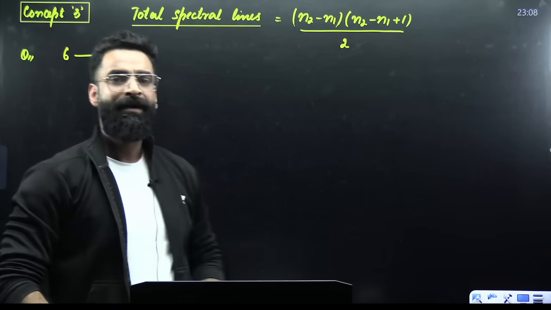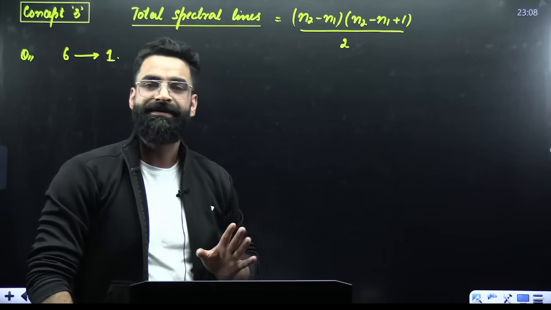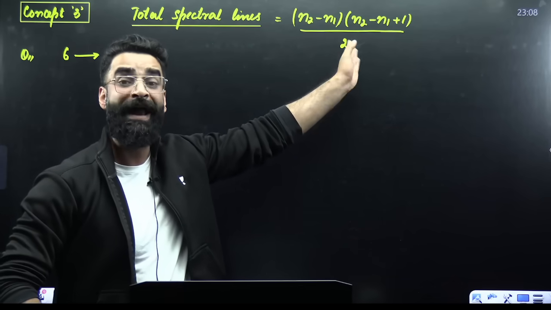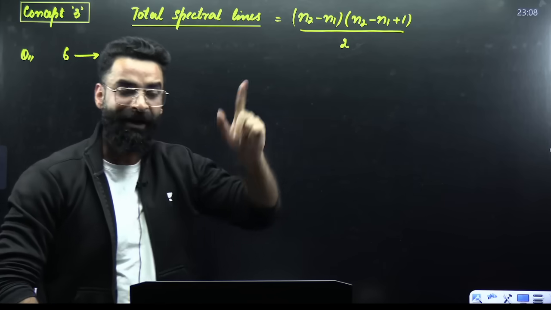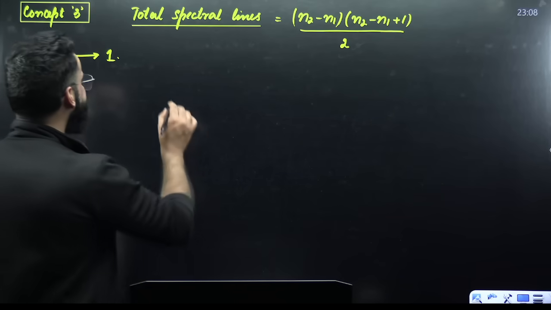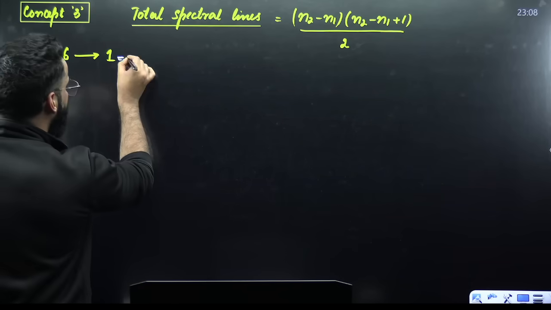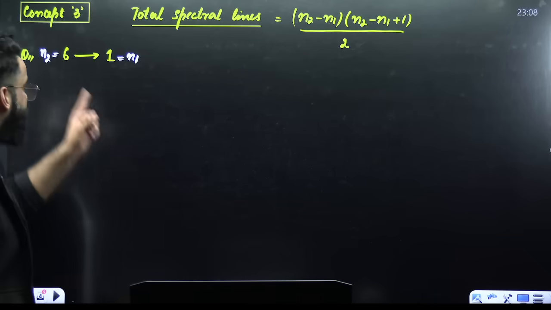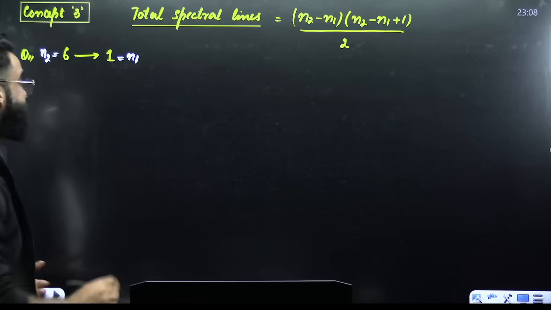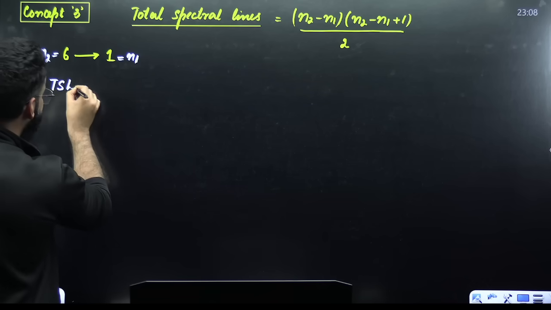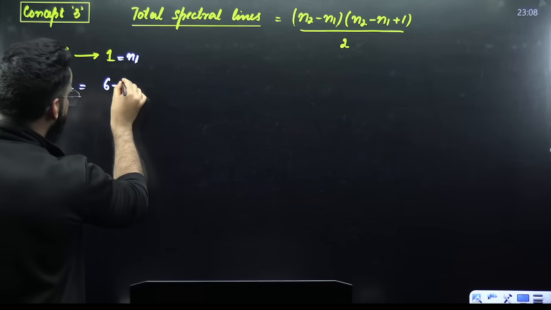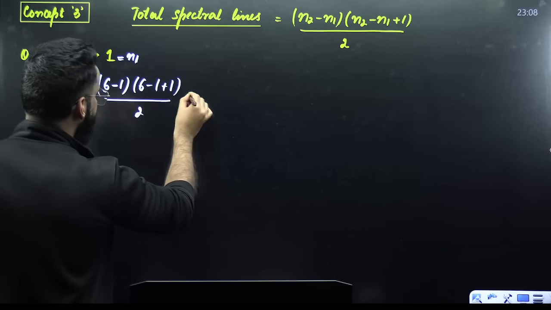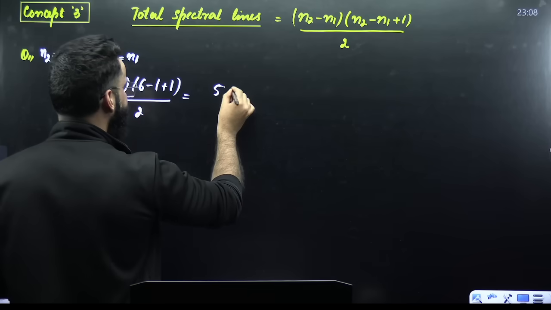Concept number 3. Calculate the total number of spectral lines. The total number of spectral lines is calculated by the formula (N2 minus N1)(N2 minus N1 plus 1) divided by 2. Now you must be thinking, what is N2, what is N1? My dear students, N1 is your lower energy state, N2 is your higher energy state. For example, the electron is jumping from 6 to 1, right? How many total spectral lines are obtained? Total spectral lines would be equal to (N2 minus N1)(N2 minus N1 plus 1) divided by 2. So this is going to be 6 minus 1 is 5, right?